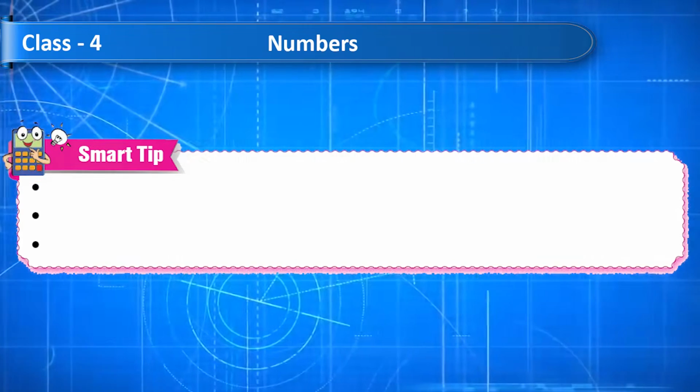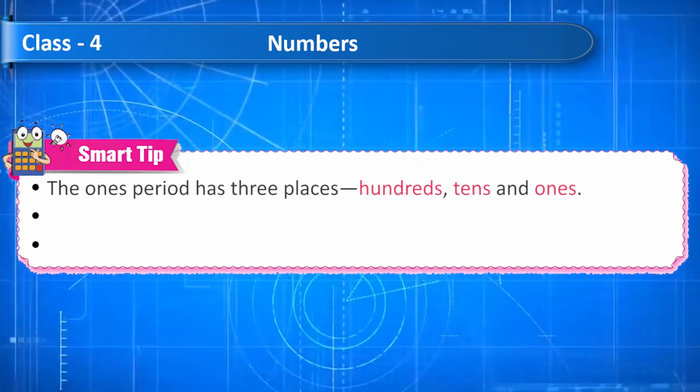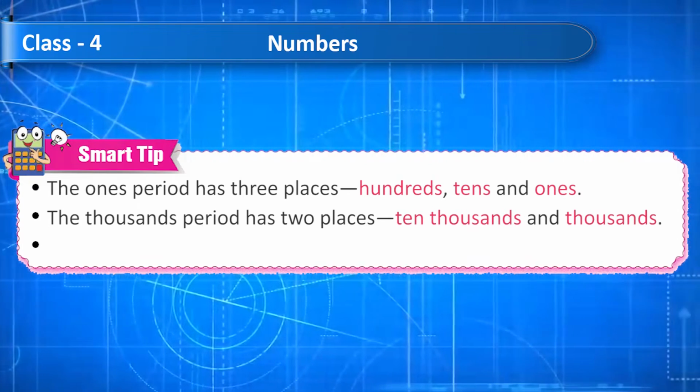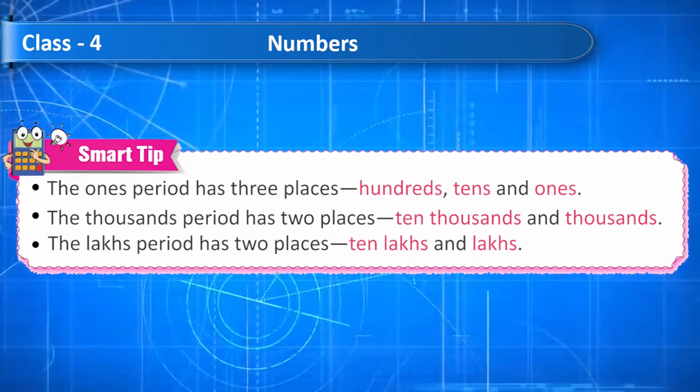Some smart tips. The ones period has 3 places: hundreds, tens and ones. The thousands period has 2 places: 10,000s and thousands. The lakhs period has 2 places: 10 lakhs and lakhs.